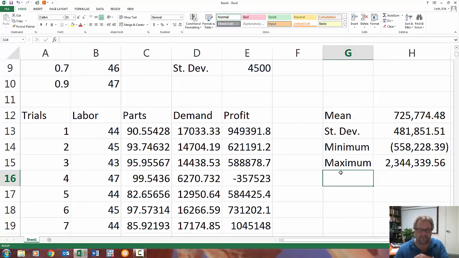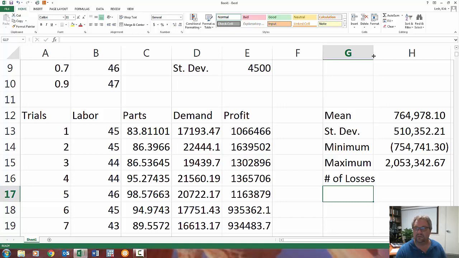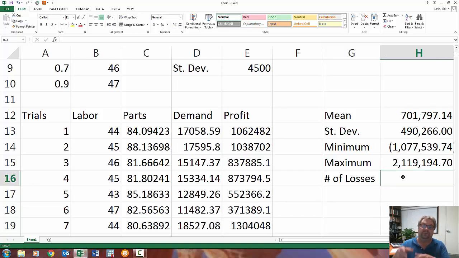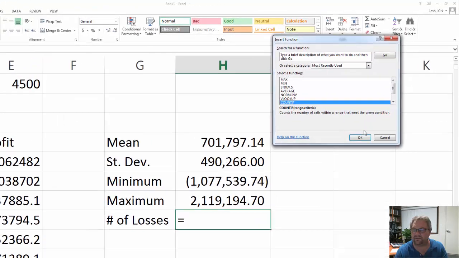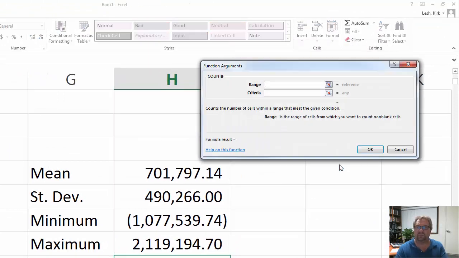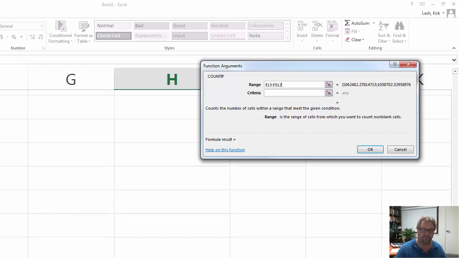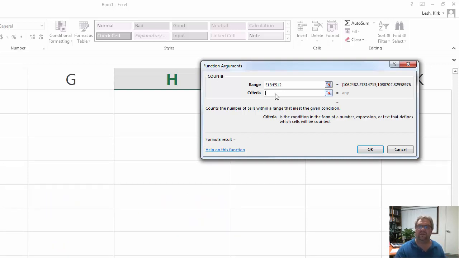All right. And then finally, and this is all in your book, a nice thing to do is to calculate the number of losses. So this is going to tell us of the 500 simulations, how many of them had a negative profit. To calculate this, you're going to use the COUNTIF function. COUNTIF has two arguments. First is the range. Well, we want to count the profits. Okay, so highlight that. And then the criteria is any profit less than 0.